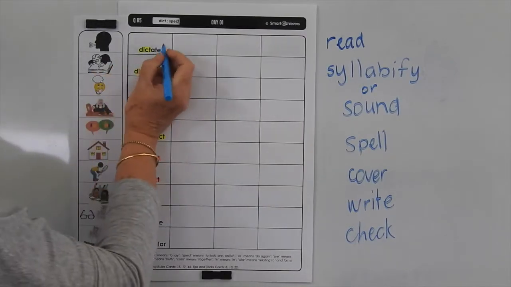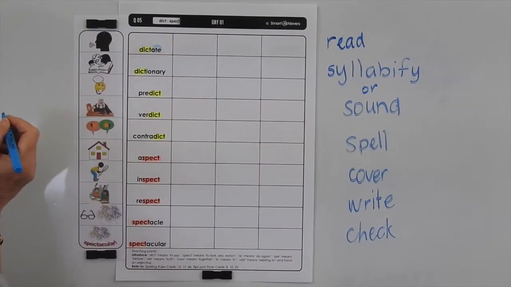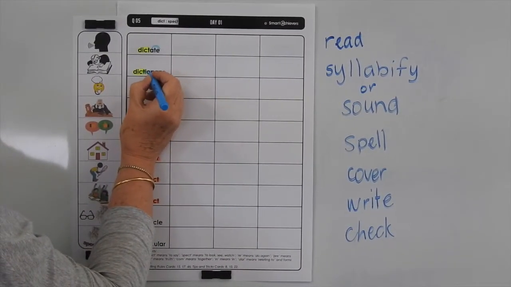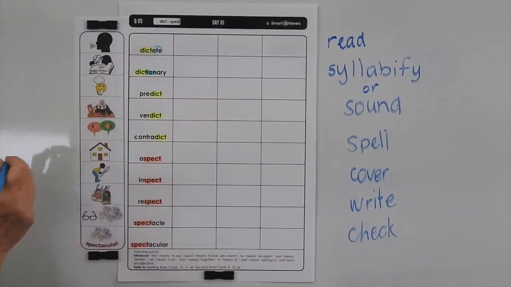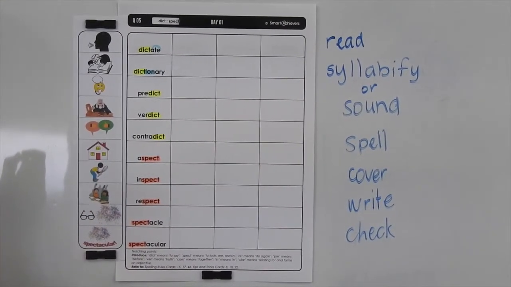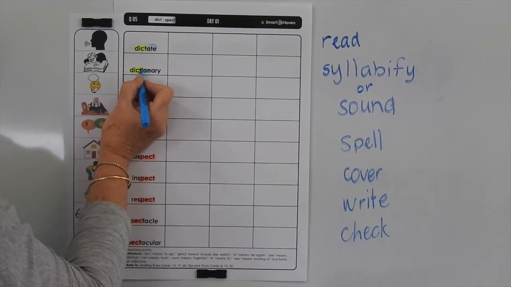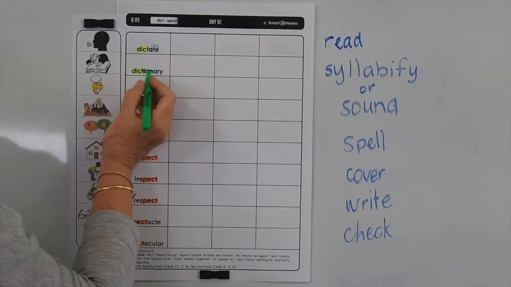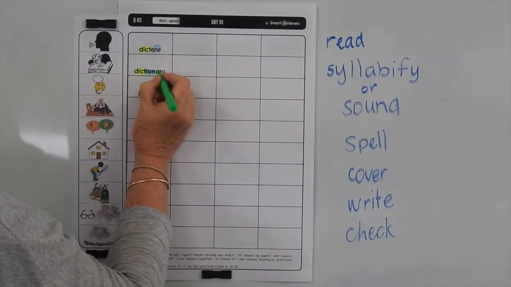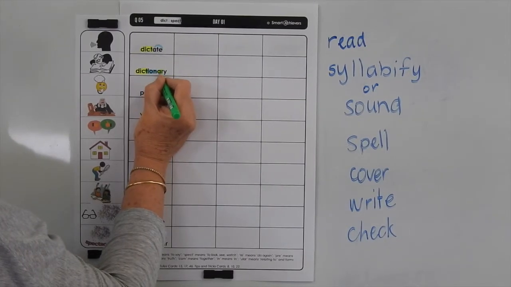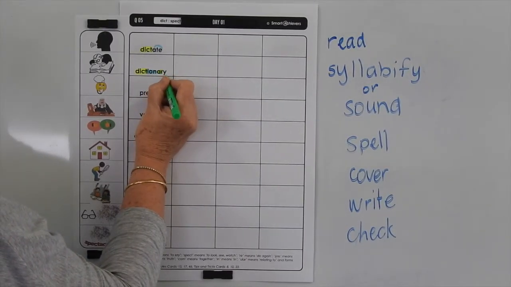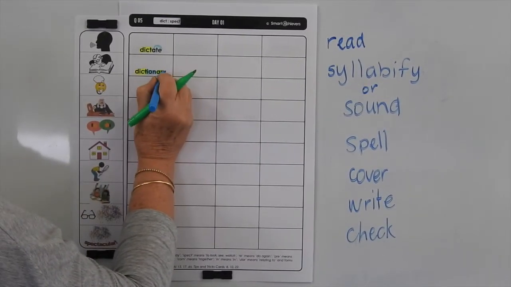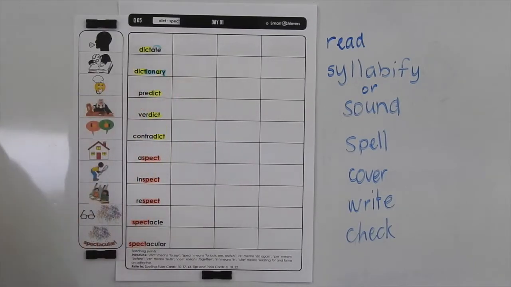In dictate, we've got the E making the previous vowel make its long sound. Dictionary: when you hear shun in a word, you know you're going to be using T-I-O-N. When you hear zhun, you know you're going to be using S-I-O-N. So we're hearing shun, and yes, we are using T-I-O-N for the shun sound. In dictionary, we should say ari, but we don't. We give it a schwa sound. So you've got to remember it's AR on that ending. And of course, the common Y ending, the long E sound on the end of a word, we use a Y for.